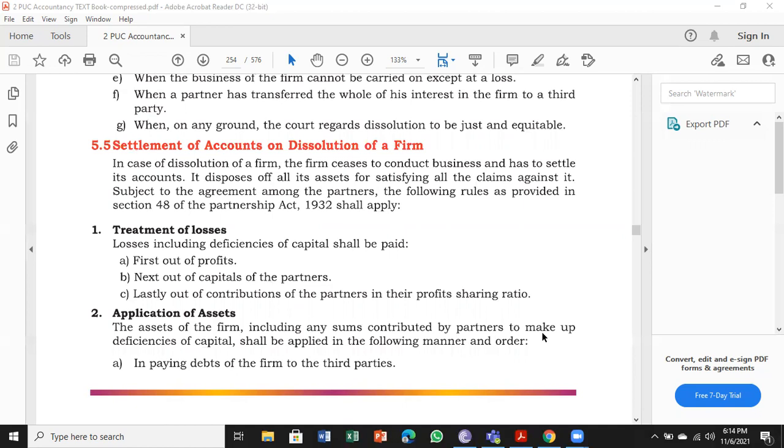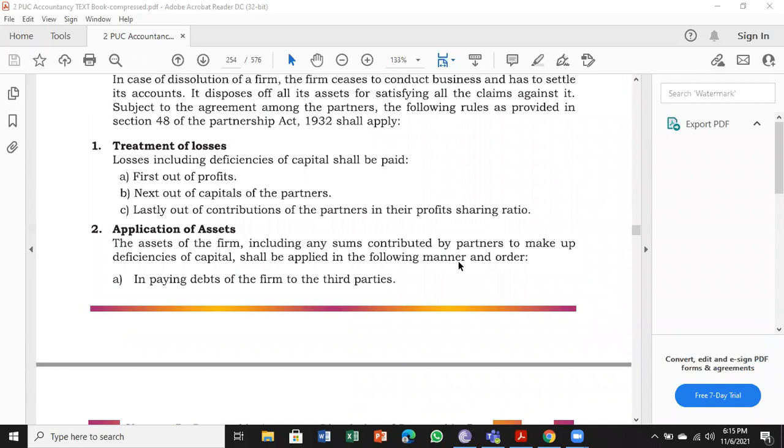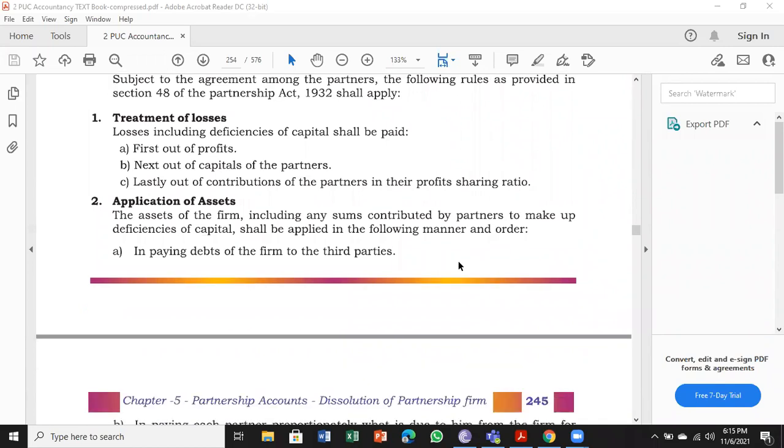I was explaining in the beginning, when the firm is closed, the books of accounts also need to be closed because the firm will not continue. So it has to be closed. And as per the rules of the Partnership Act of 1932, section 48, they have to follow the rules and regulations and close the business. So if losses are there, all partners have to share them.